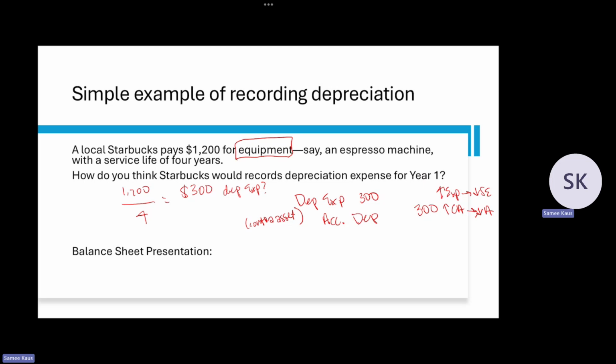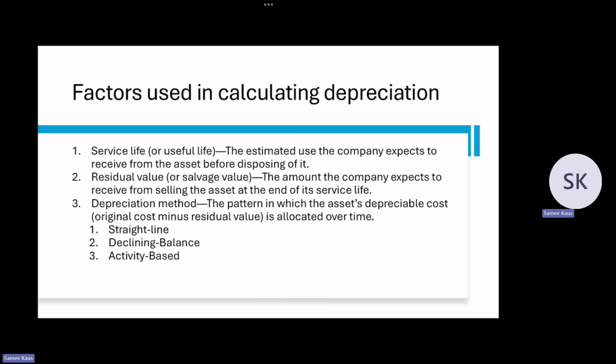So from a balance sheet perspective, after year 1, how this is going to be presented is you're going to see equipment of $1,200. Now you're going to see accumulated depreciation, and they're going to tell you that there's $300 of accumulated depreciation for net equipment balance of $900. Okay. So again, because I don't hit the equipment account directly, that $1,200 stays on my books until I go through the process of retiring this asset.